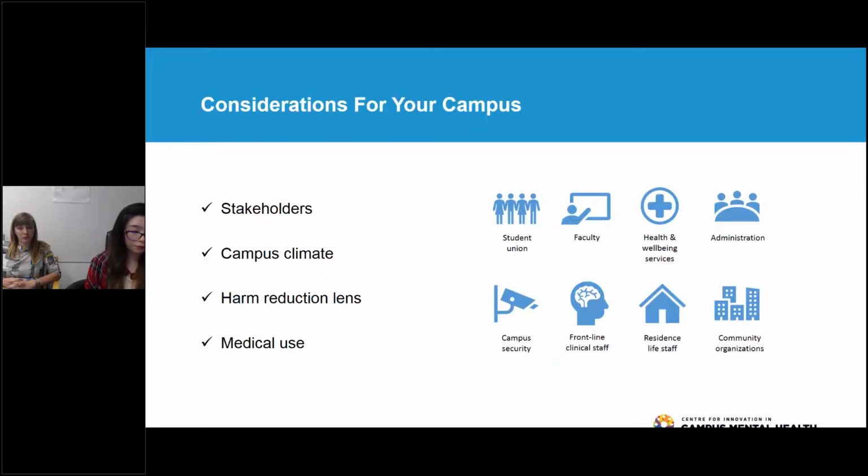Students would also benefit from evidence and guidelines on how to reduce their risk of harm if they would use cannabis. So this points to the LRCUG, the Lower-Risk Cannabis Use Guidelines.